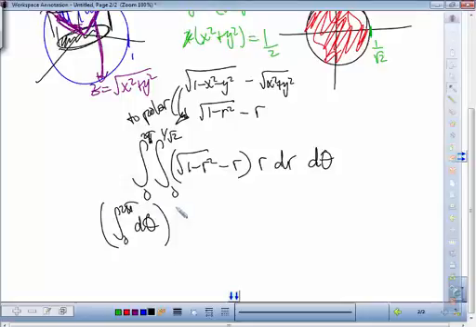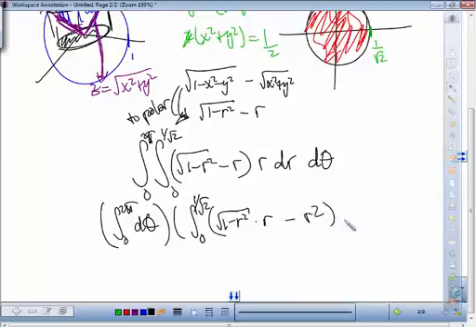So that's one. And then the other one, you'll probably need to split this up. If I take a little bit of time and distribute that, this first integral will be u substitution. The second integral would be r cubed over 3, and then you evaluate at the limits, and then that's it.